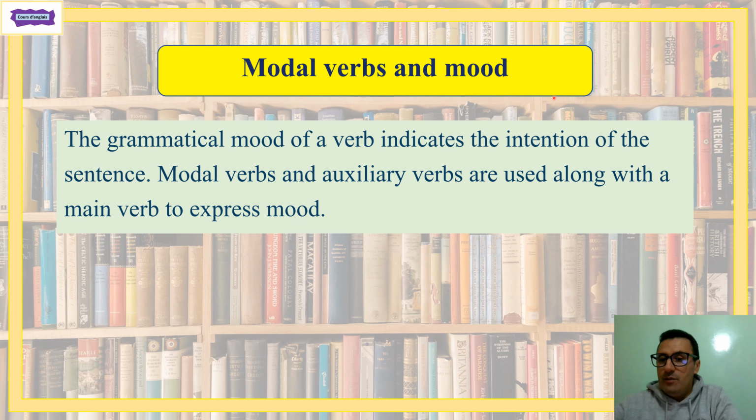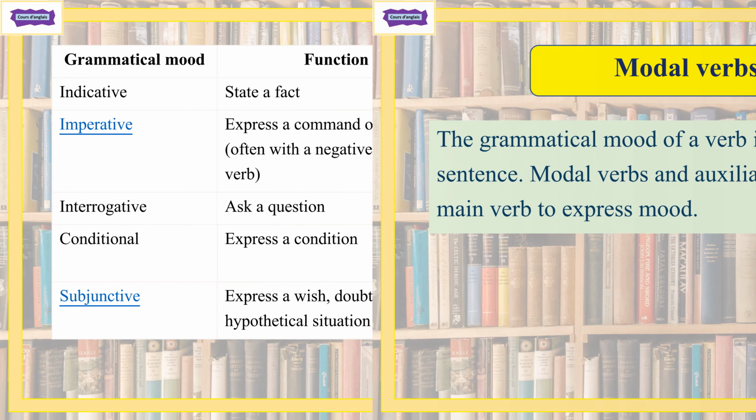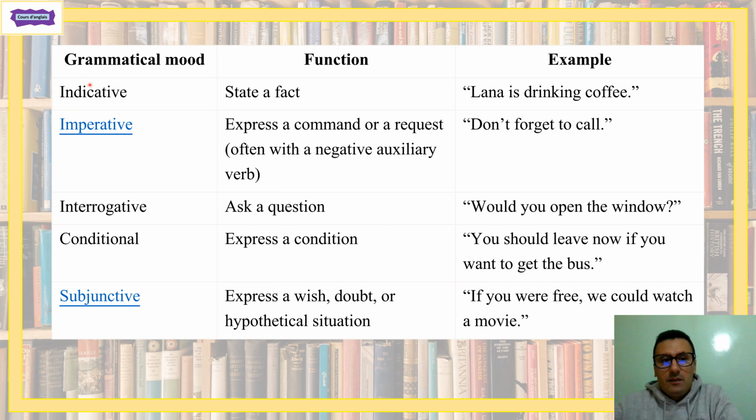Modal verbs and mood. The grammatical mood of a verb indicates the intention of the sentence. Modal verbs and auxiliary verbs are used along with the main verb to express mood. Now this table, alors dans ce tableau, qu'est-ce qu'on voit? Grammatical mood, function, example.